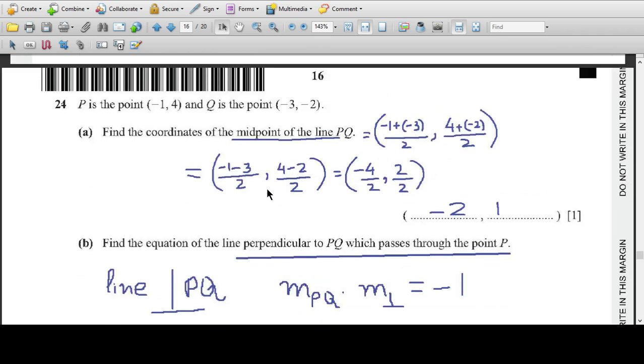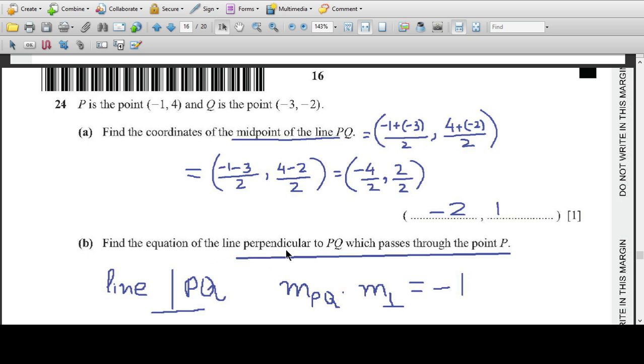Now question number 24. P is the point (-1, 4), and Q is the point (-3, -2). Find the coordinates of the midpoint of the line PQ. For P and Q, the midpoint is found from x1, x2, y1, y2: we add x1 and x2 and divide by 2, add y1 and y2 and divide by 2. So we obtain (-1 - 3)/2, (4 - 2)/2, which is -4/2, 2/2. This is -2 and this is 1. So the midpoint between these two points is (-2, 1).